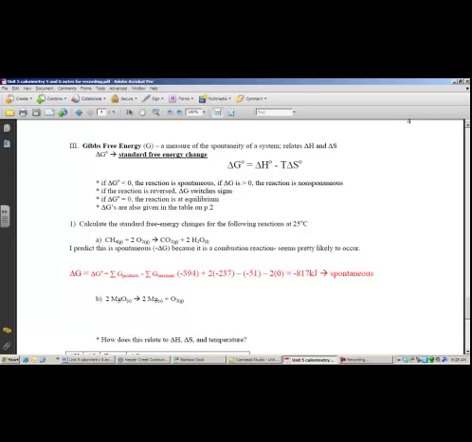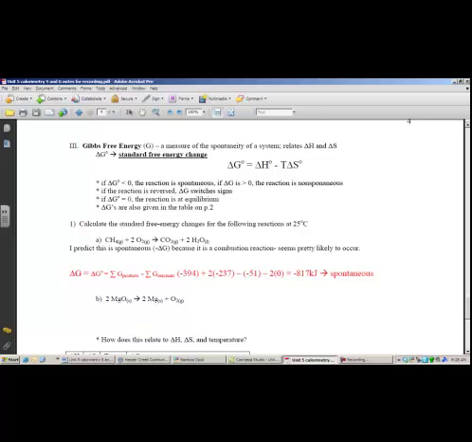Gibbs free energy. This is the last of the terms that you need to learn for this part of thermodynamics. We talked about spontaneity before, the likelihood that a reaction is going to occur. You can calculate whether a reaction is going to occur under the conditions or not.